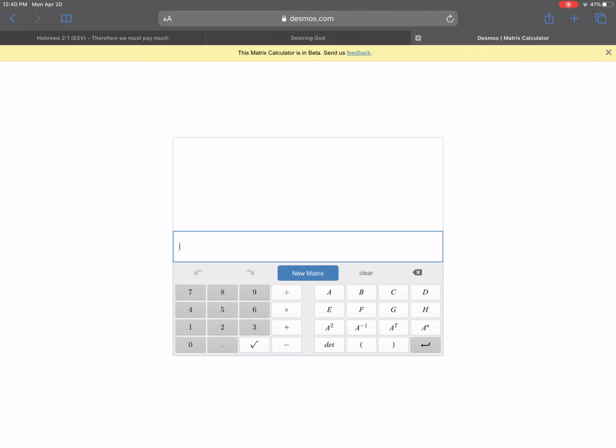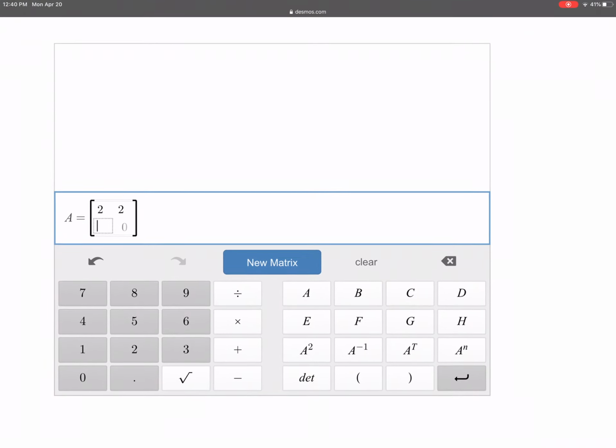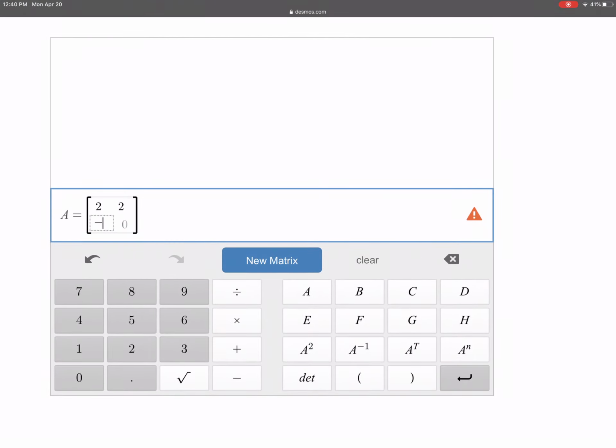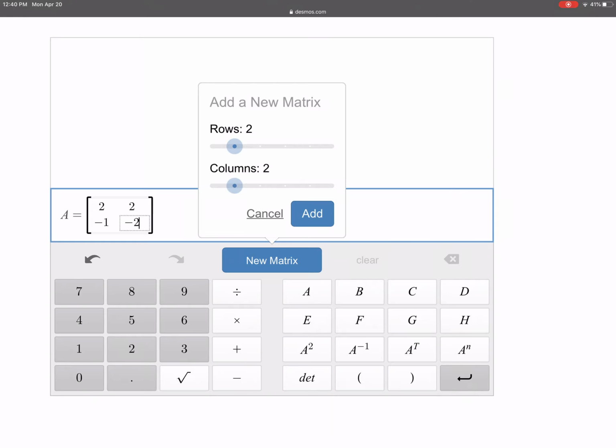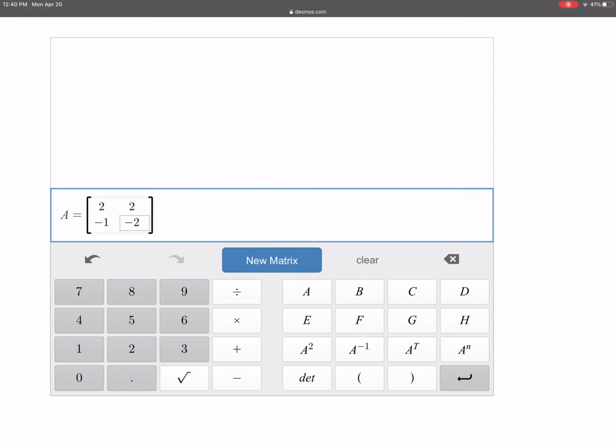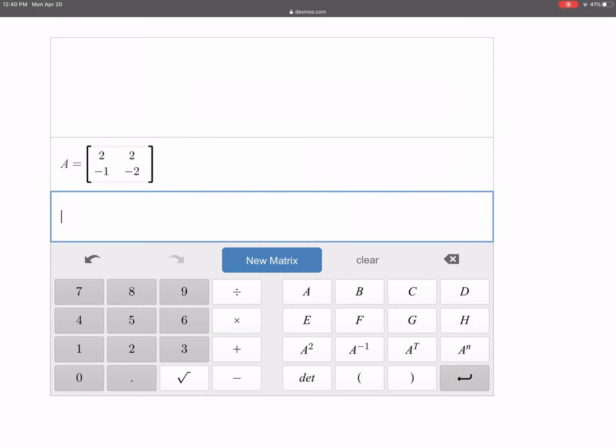So now I'm going to enter the first one, I'm going to hit new matrix. I just hit new matrix, and it's saying, well, how big is the first matrix? Well, it's a 2 by 2. See how it's already got 2 by 2, and I'll just go add. So now I just type in the matrix. It's the entries 2, 2. Let me make this a little bigger for you. -1 and -2, and then I'll go new matrix. Wait. I think I have to hit enter. Enter. There. Good. It's got it. So that's matrix A.